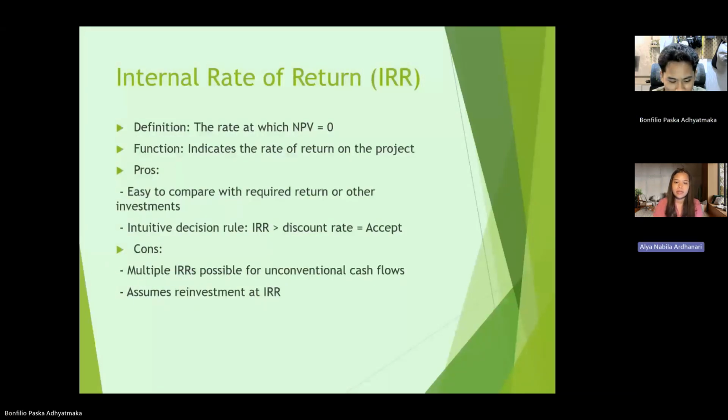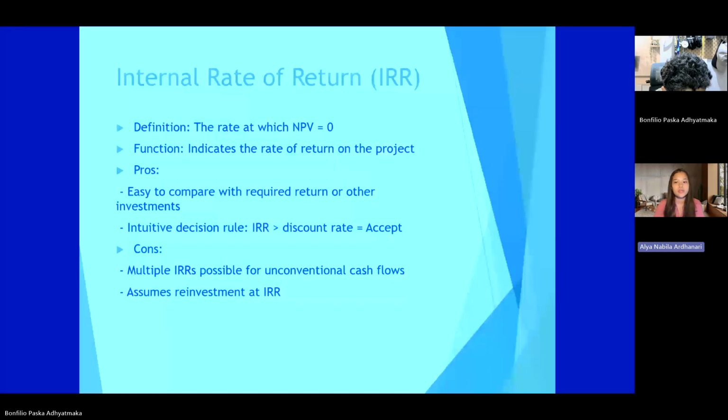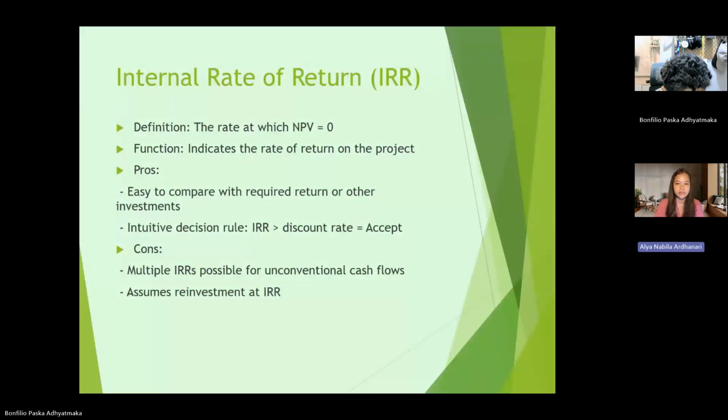Okay, next we will talk about the internal rate of return or IRR. So IRR is defined as the discount rate at which the net present value of a project becomes zero. In other words, it's like the break-even rate of return, the point where your investment neither loses nor gains value in present terms.